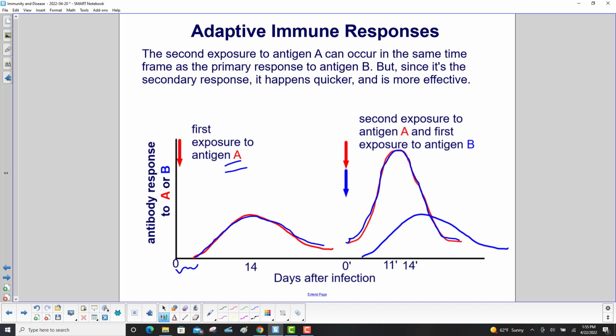Let's look at what happens to B. It's the first time the system has seen it. So it starts here, and it starts a few days later, and is certainly not as strong as the secondary response to antigen A.